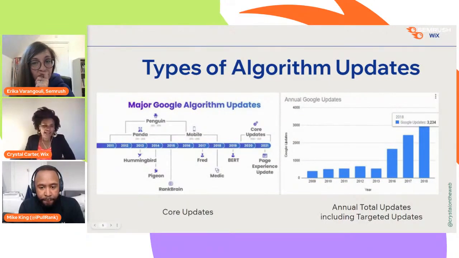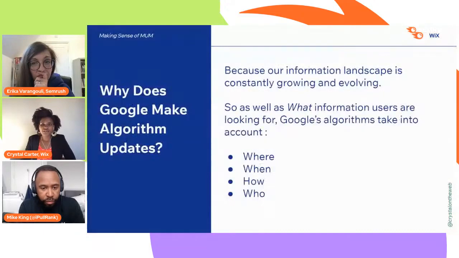And I think that as we see Google MUM rolled out, we're likely to see more of that. One of the reasons why is because things are becoming a lot more complex. Google has to make these updates in order to keep up with how users are using the web, how we're accessing information, the kind of information that we expect to see, and how that impacts search.